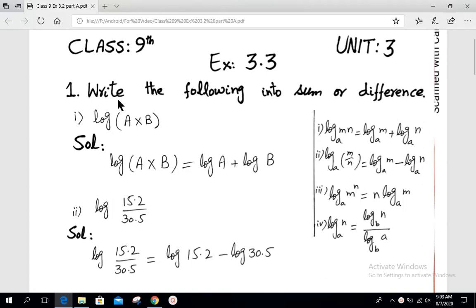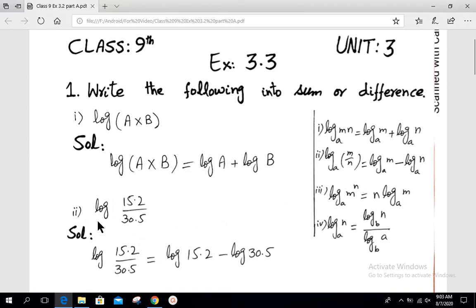Question number 1, write the following into sum or difference. That is, the value is given to you in the frame of product. You are asked to convert into sum or difference. The first part is log A cross B. It can be solved as log A cross B is equal to log A plus log B. How? Very easy. By using the first law of logarithm, you can see that it converts the product into sum.